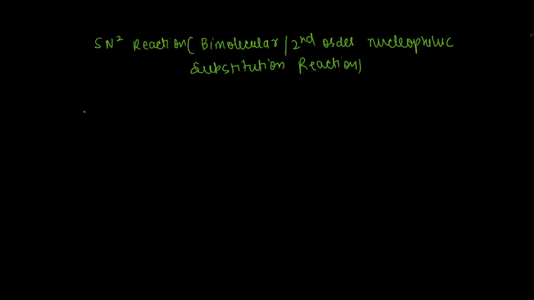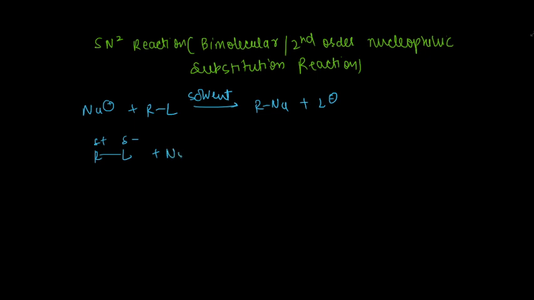What happens in this case? A nucleophile reacts with RL, an alkyl halide, in the presence of solvent. It forms RNu plus L negative. So what happens? RL actually has a polarity, delta positive and delta negative. So the nucleophile attacks and it forms a transition state: Nu, then R, then L. This is a transition state, and it further forms Nu R plus L negative.